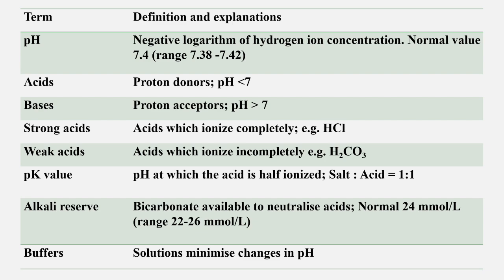What are strong acids? Acids which ionize completely are called strong acids, for example HCl. Weak acids are those which ionize incompletely, for example carbonic acid. Then pK value, alkali reserve and buffers.